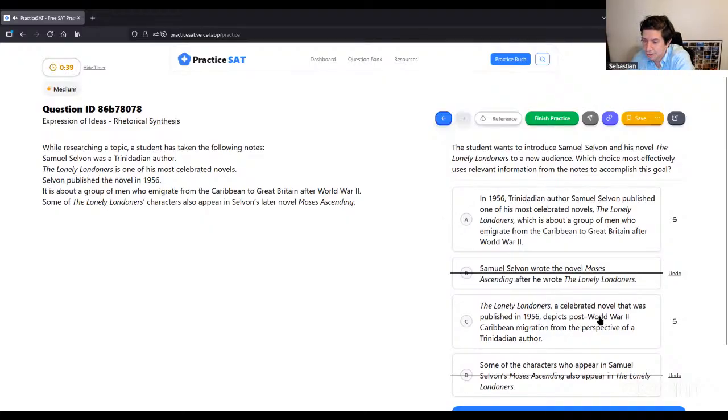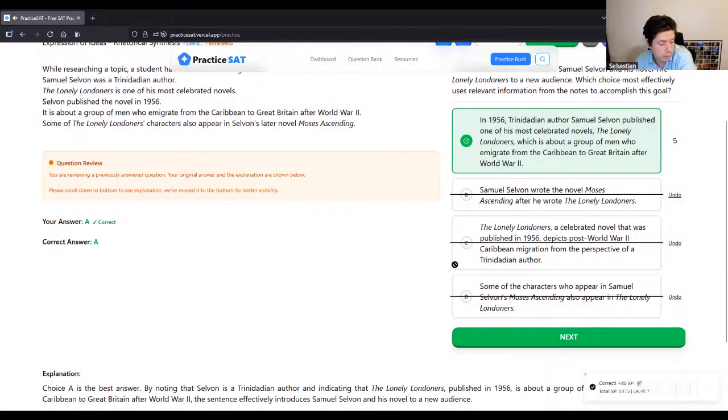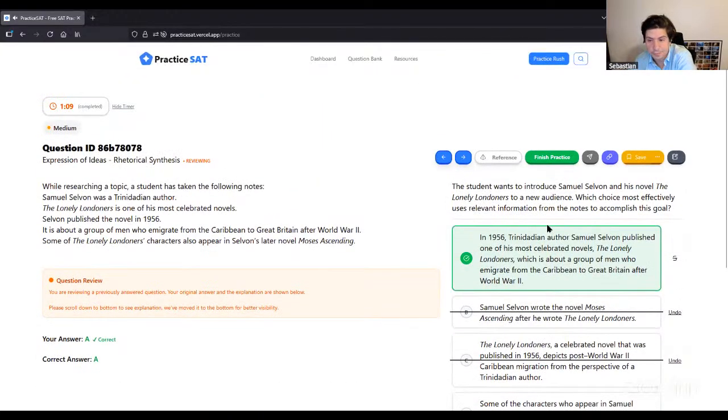The Lonely Londoners, a celebrated novel that was published in 1956, depicts post-World War Caribbean migration from the perspective of a Trinidadian author. Okay. Published one of his most celebrated novels, which is group who emigrate from the Caribbean to. So they want to introduce both Samuel Selvon and the novel. C doesn't introduce Selvon, it just introduces the novel, so it should be A. They don't really lie about the notes. They just have to make sure the answer is giving you what the person's asking for. Great.